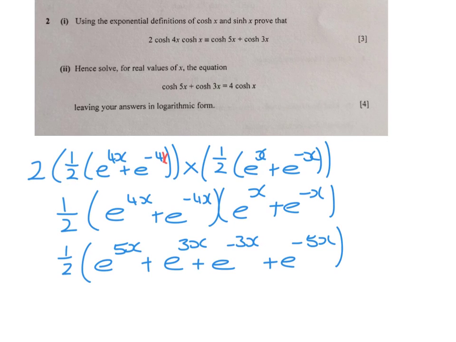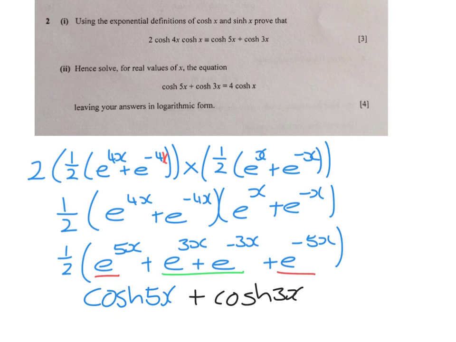So 1/2 times (e to the 5x plus e to the minus 5x) is the cosh of 5x. And then if we have 1/2 times (e to the 3x plus e to the minus 3x), that is the cosh of 3x. So QED.